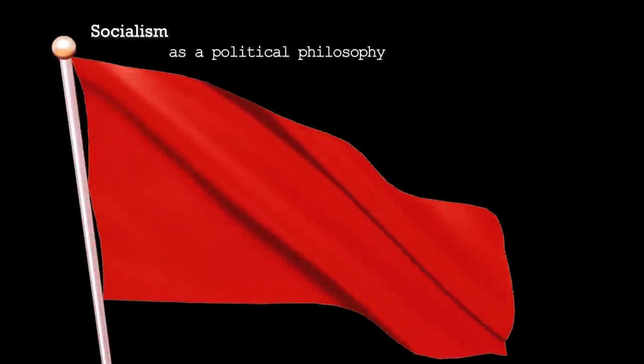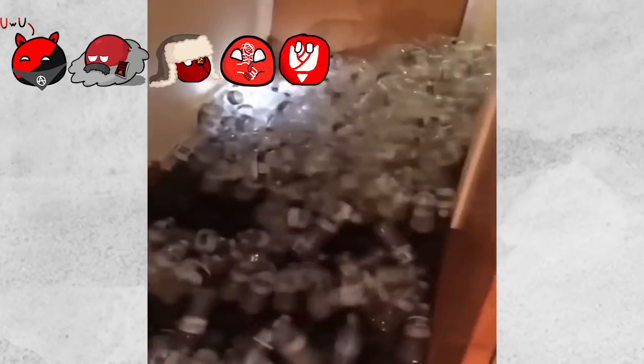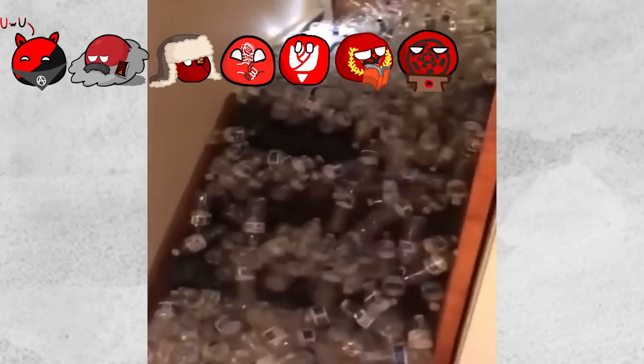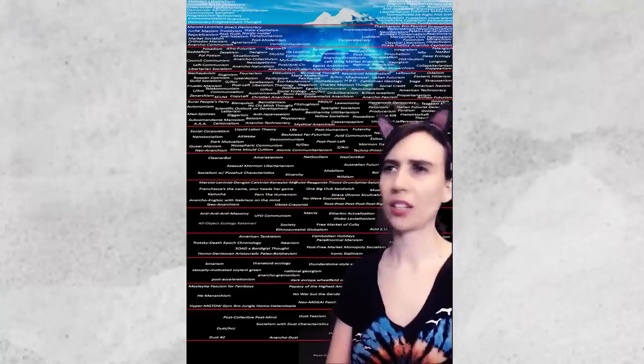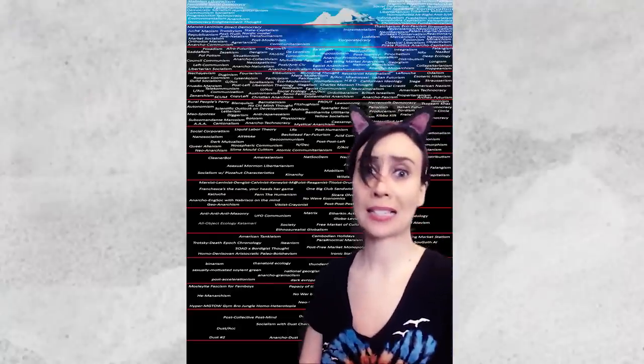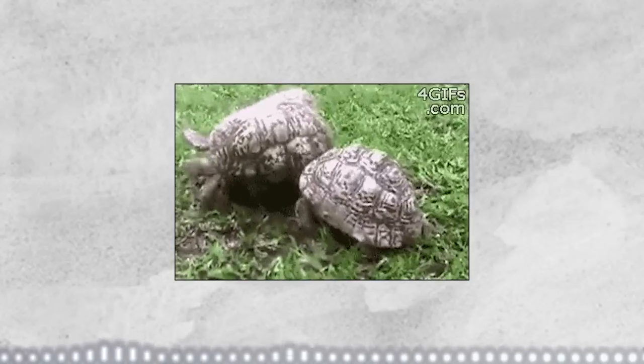Socialism as a political philosophy comes in many varieties. Some would say too damn many. There are anarchists, Marxists, Marxist-Leninists, democratic socialists, social democrats, left communists, council communists, libertarian communists, mutualists, syndicalists, and that's just sticking to the upper levels of the ideological iceberg. You might wonder how anyone can keep track of what they all mean. Well, perhaps this video can help.